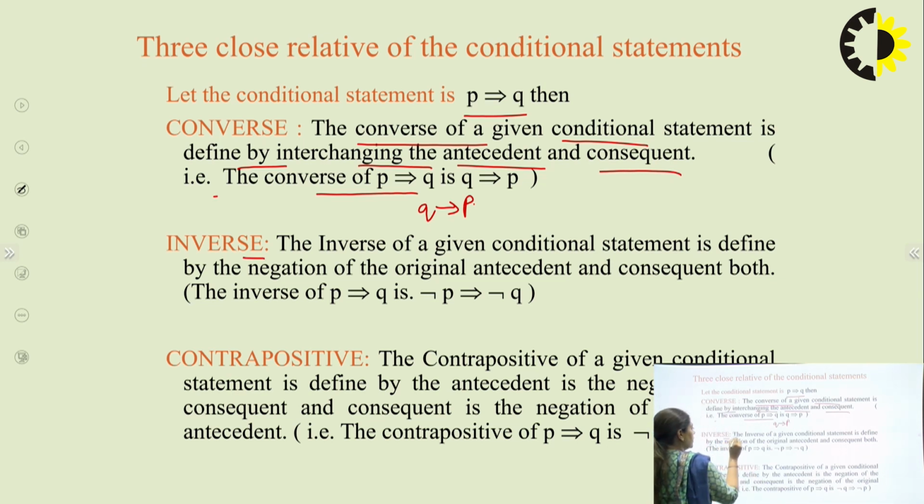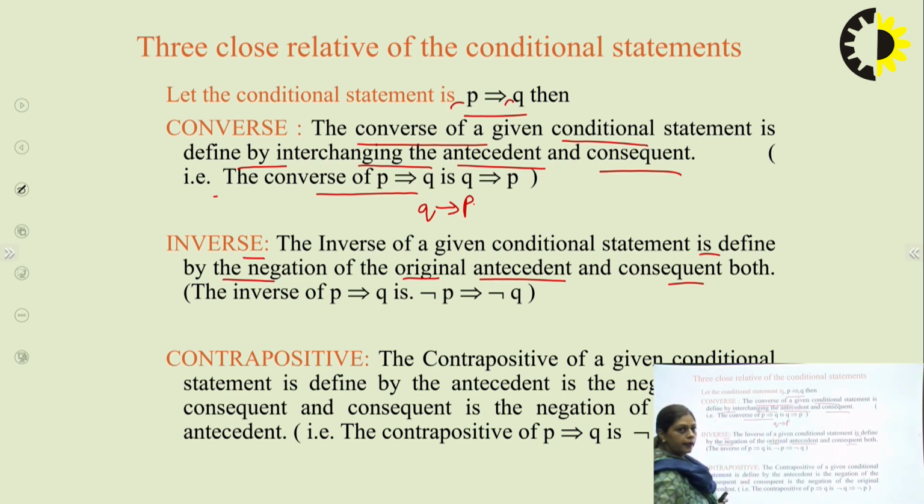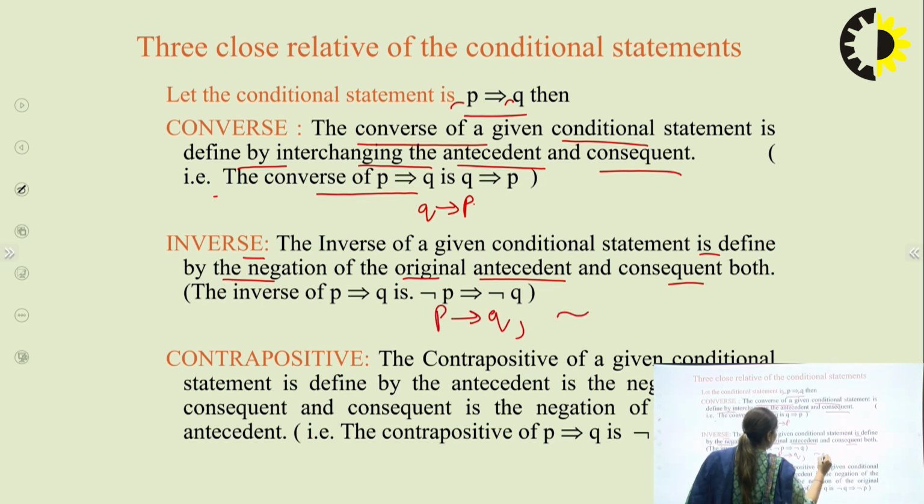And what is the inverse? The inverse of a given conditional statement is defined by the negation of the original antecedent and consequent both. In the inverse, we just have to put a minus sign before each, right? For P implies Q, the inverse will be negation of P implies negation of Q.